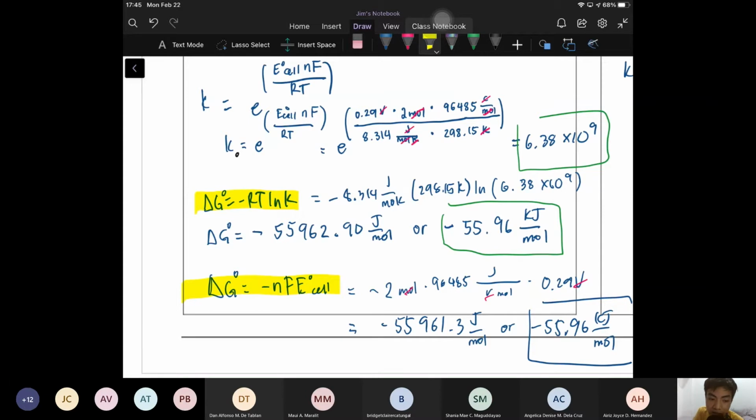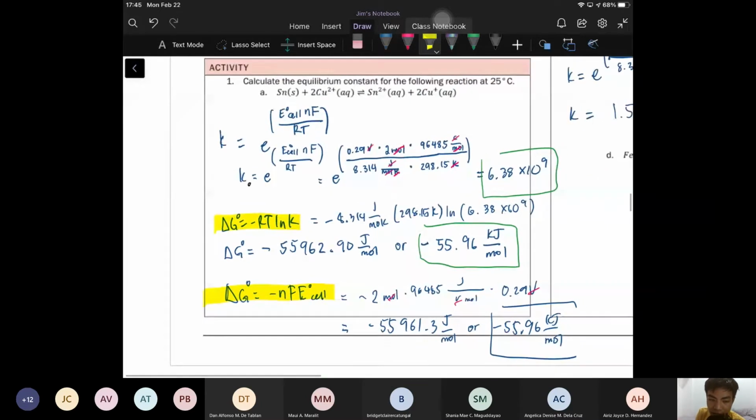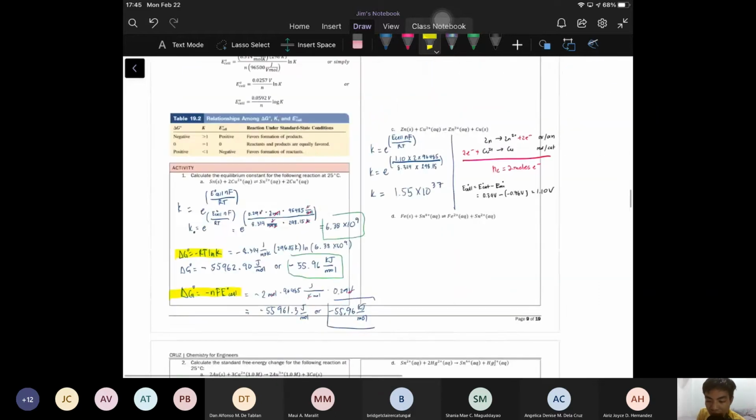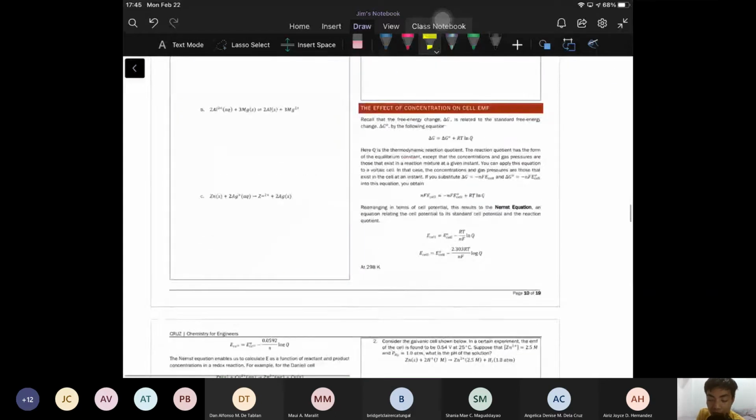Anong gagawin mo? Yung SRP table lang. Okay. So, titingin ka lang dun sa SRP table to solve for E cell, then eventually convert that to K or delta G. Okay, so that will be all for that part.